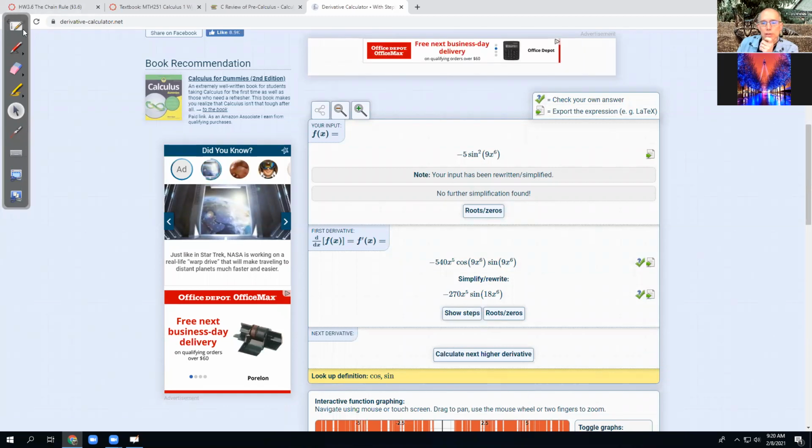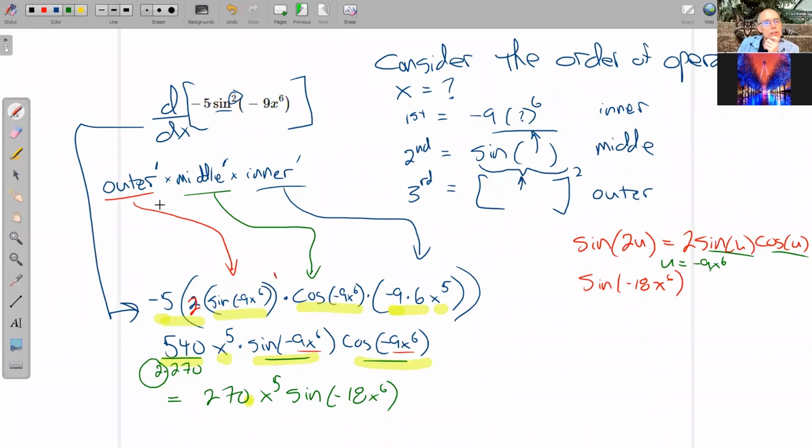All right, let's look back at my work. Did I make a mistake? Otherwise, that looks like what I had, except for the negative. So the -5 is hanging out front.